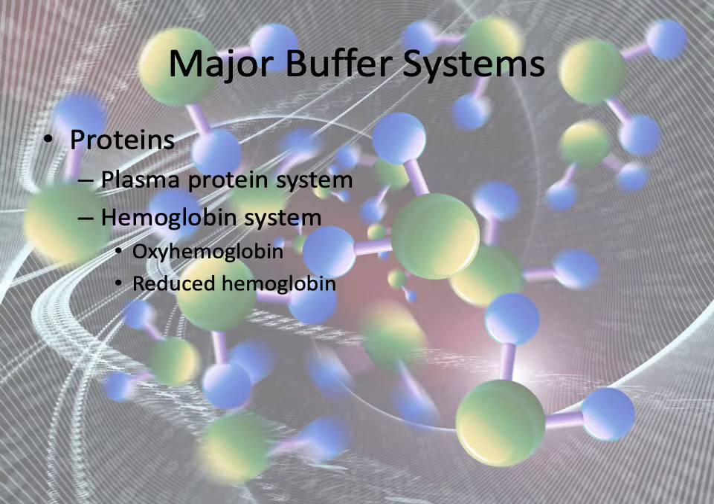Proteins, on the other hand, are found both intracellular and extracellular. So we have, of course, plasma proteins, namely albumin, along with a number of globular proteins. And if you're wondering how proteins serve as a buffer, think of it this way.